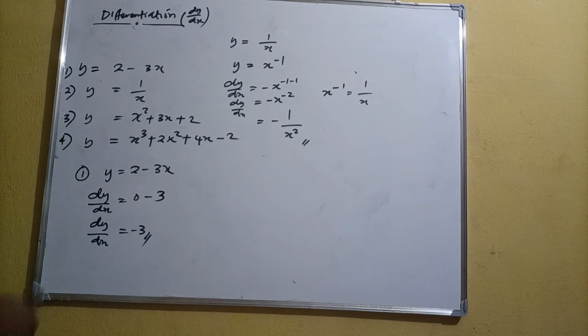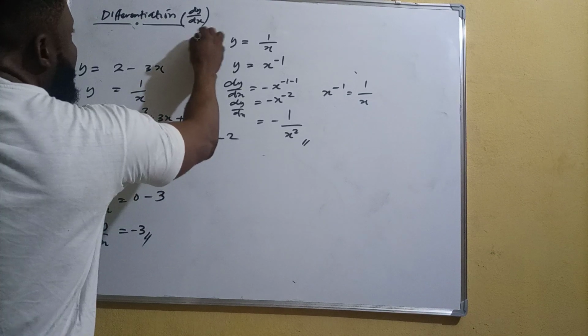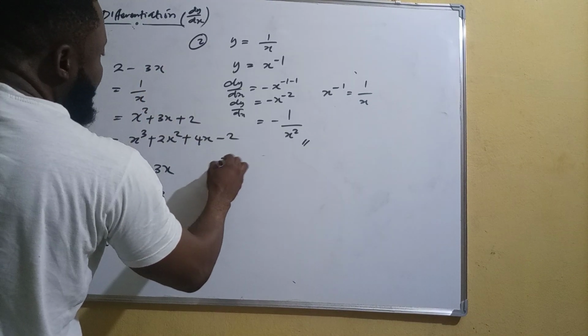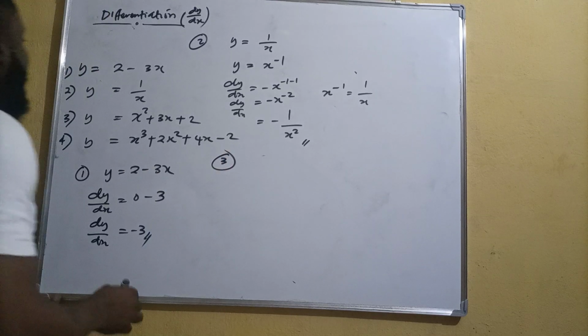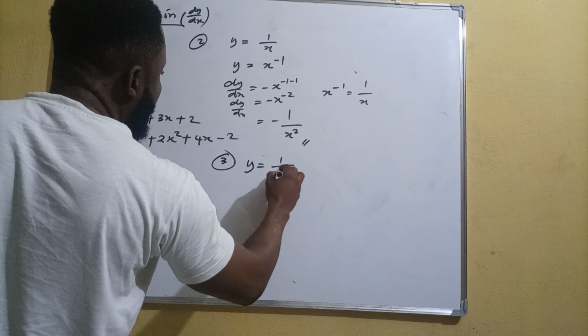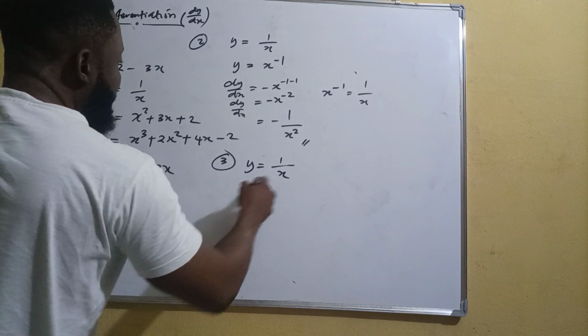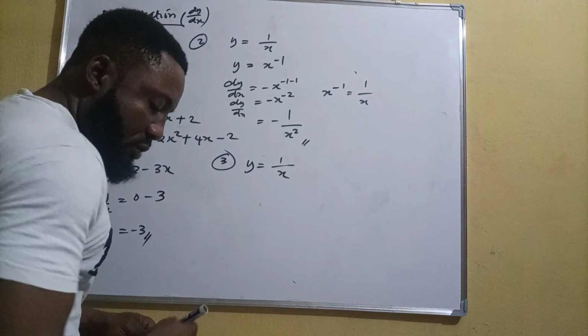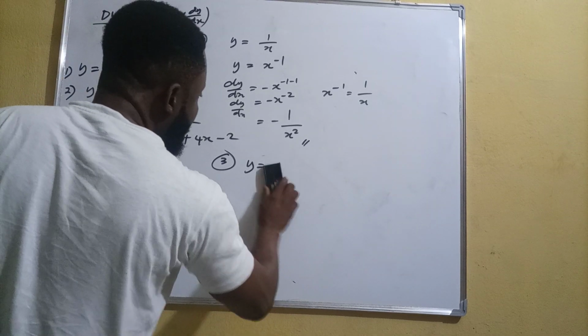We move down to question number 3. Question number 3. We have y equal to 1 over x. No, question number 3 is not that. That's for question number 2. So we go to question number 3.